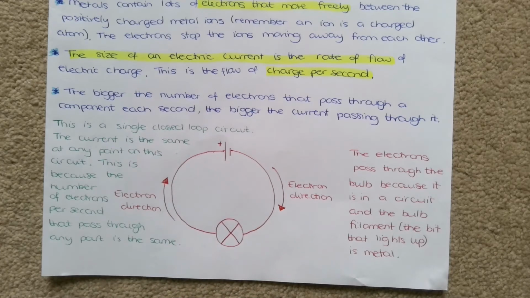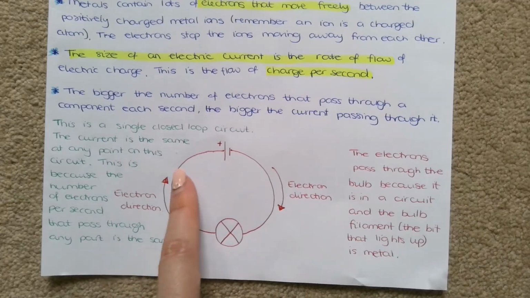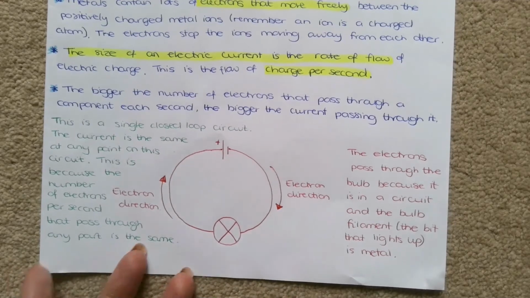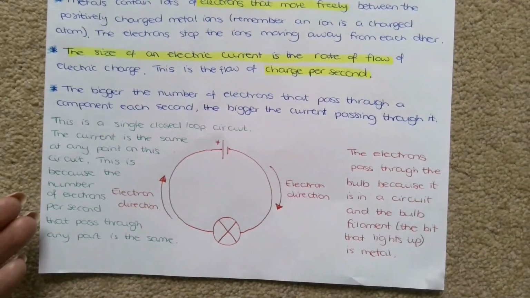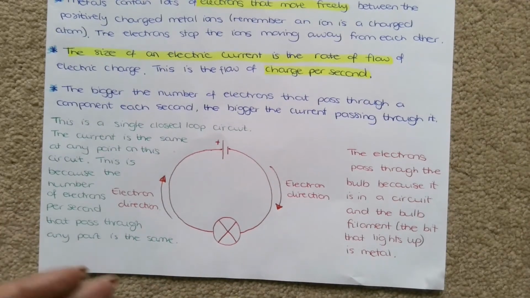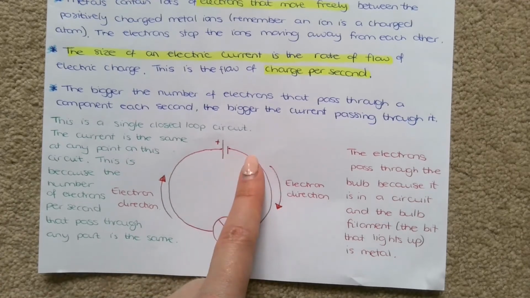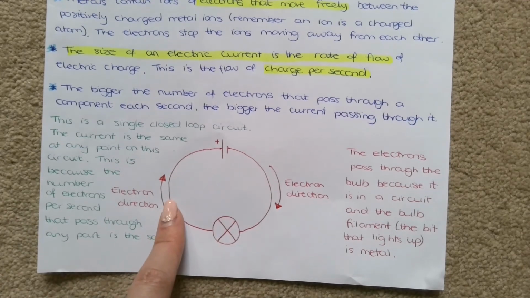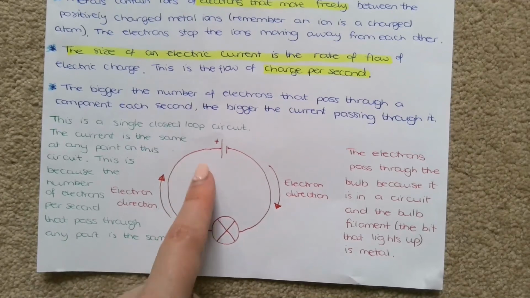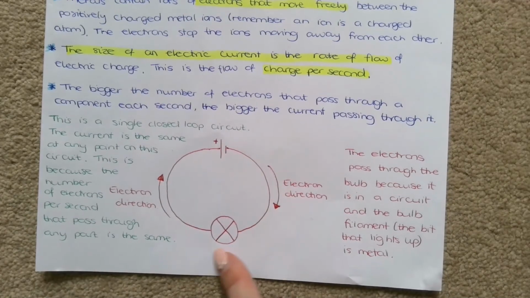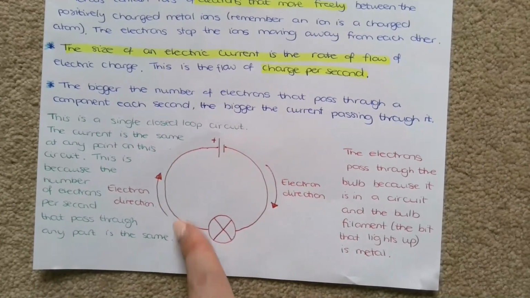The current is the same at any point on this, so if I measure the current here or here, it would be exactly the same. This is because the number of electrons per second passing through it is the same. So the number of electrons that are passing through here is the same as the number of electrons passing through here, because it's all got to go through the same direction. It can't go backwards, it all needs to go through the same direction and keeps going round in the cycle.